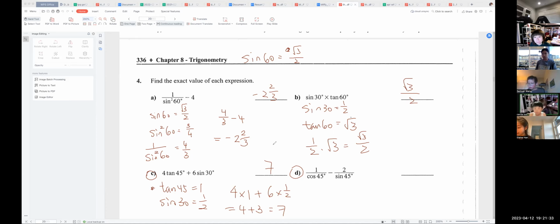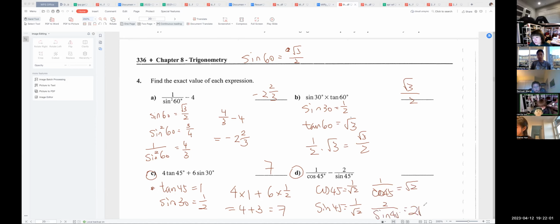Get it, everybody? Okay, second one. Cosine 45 equals what? 1 over square root 2, yes, it's the same thing. And sine 45 is also 1 over square root 2, right? So everybody, I'm not talking about cosine 45, I'm calling 1 over cosine 45, so it's square root 2. So 2 over sine 45 equals 2 square root 2. So square root 2 minus 2 square root 2 equals what?